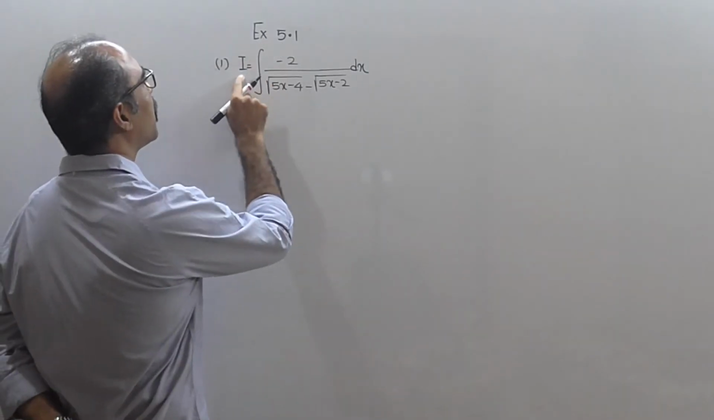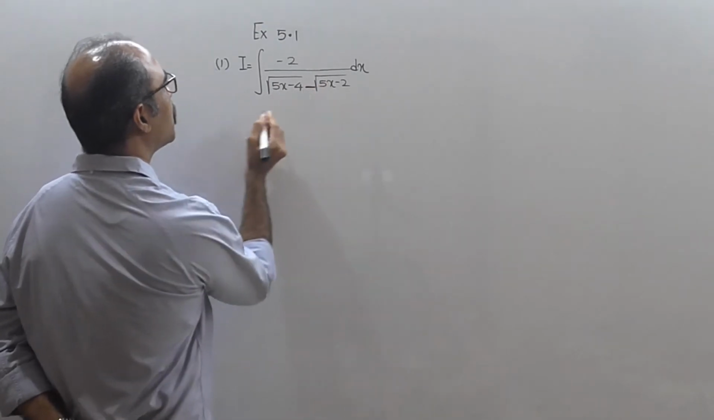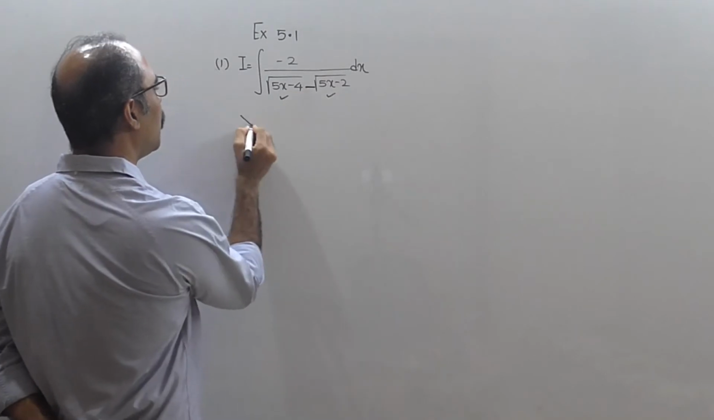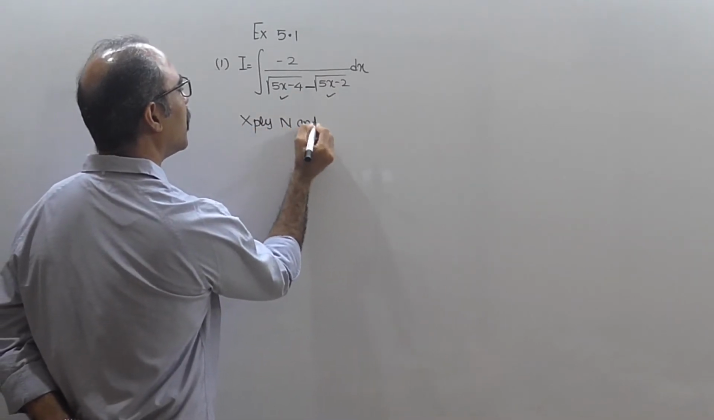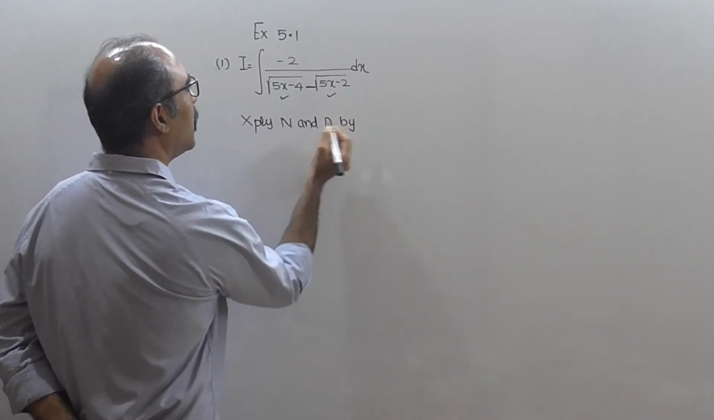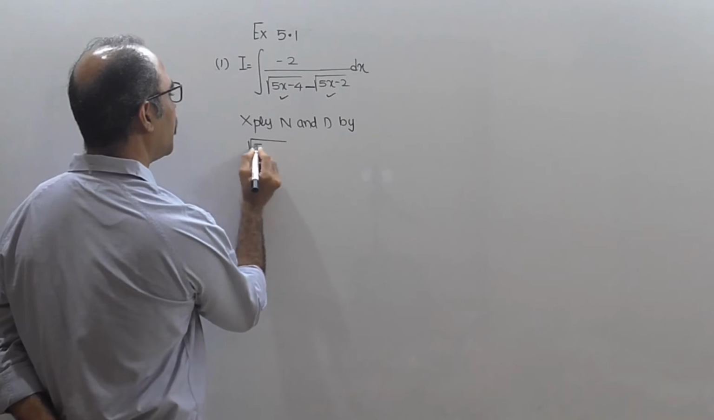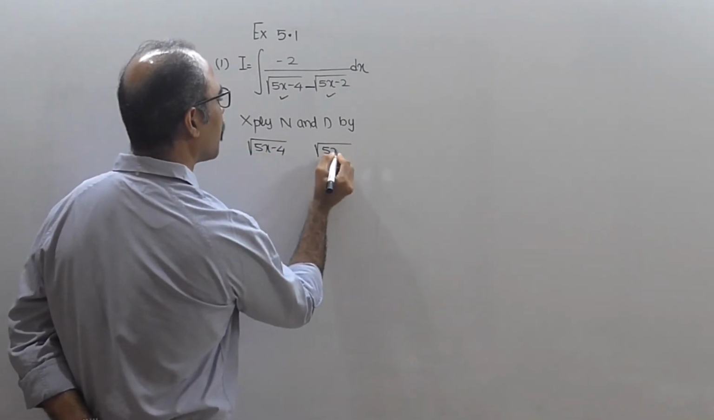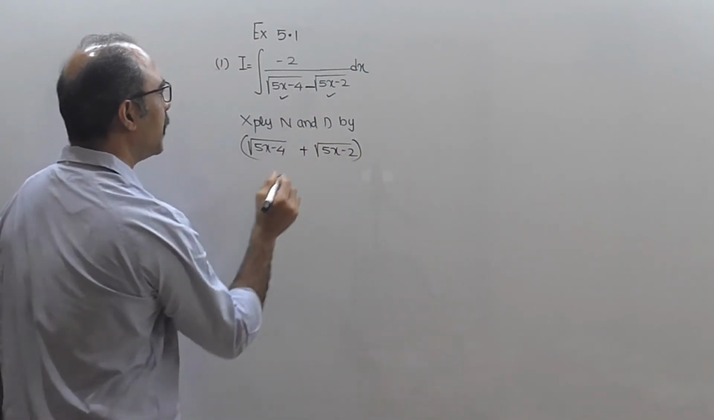Exercise 5.1, question number 1: minus 2 upon root of 5x minus 4 minus root of 5x minus 2. So having root in the denominator, what you do is multiply the numerator and denominator by the conjugate of the denominator. Conjugate of the denominator means, what is the denominator? 5x minus 4 minus root of 5x minus 2. Conjugate means you got to change the middle sign.